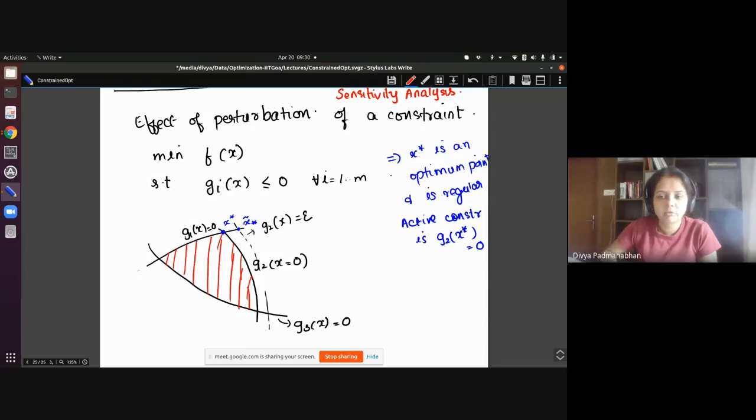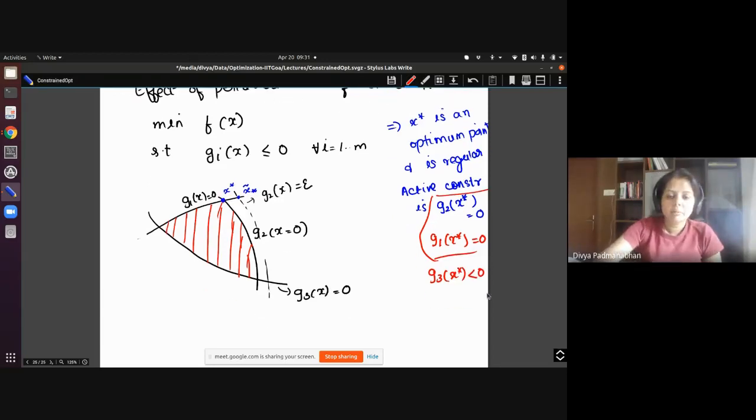So if x star is the optimum point, and suppose it's regular, and the active constraints are g2(x star) = 0, and also g1(x star) = 0. So there are 2 active constraints, and we also have g3(x star) strictly less than 0.